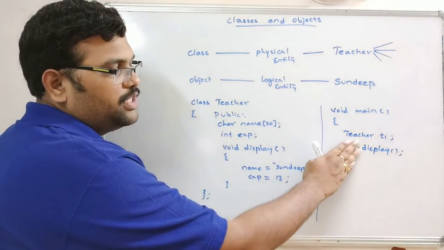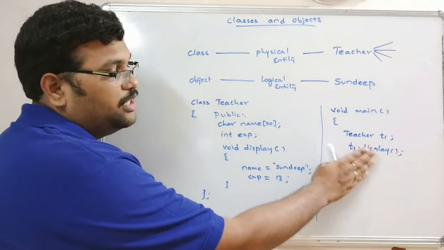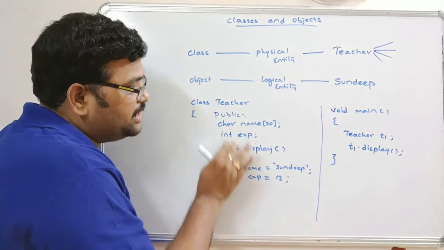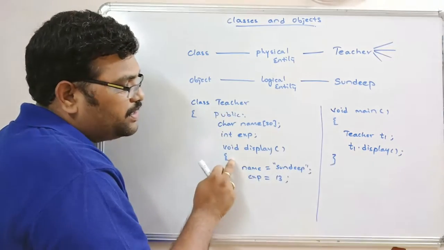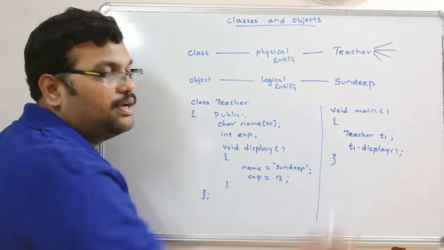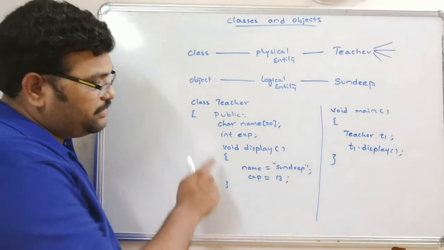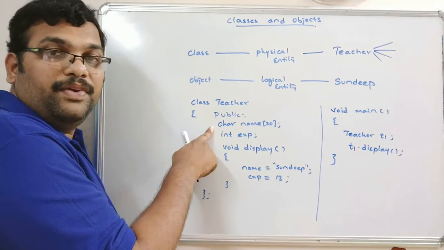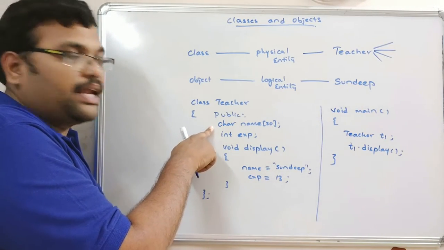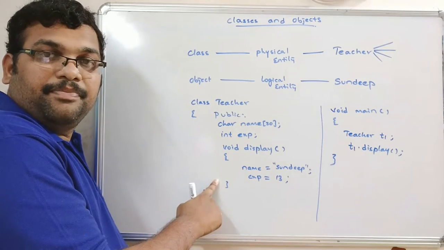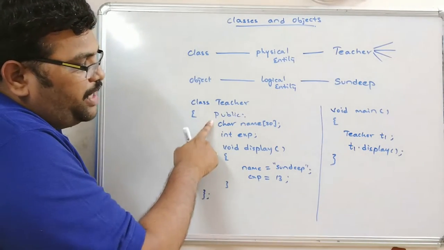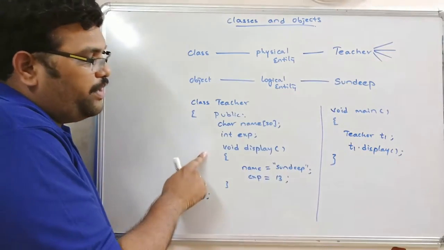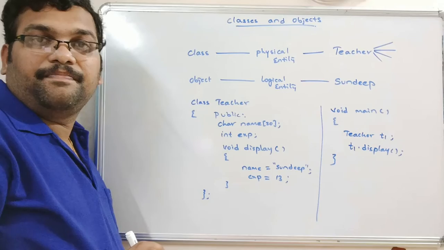So in the absence of this T1, it will not work, because display is a function inside the class. If the function is inside the class, that function can be accessed only with the help of the object name. These functions we call member functions, and these are the member variables. Class members and member functions. In order to access these variables or methods, we have to create an object, and through the object only we have to access the variables.